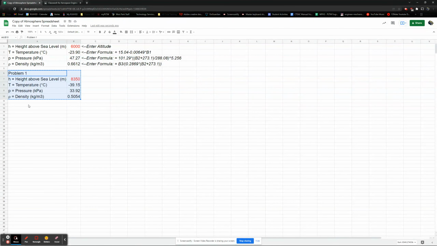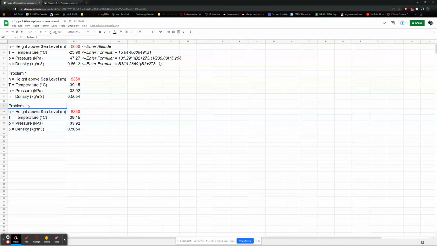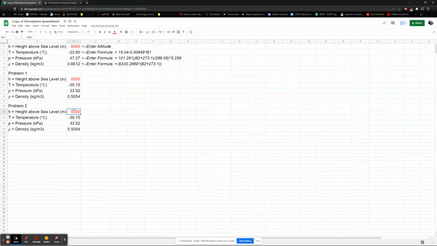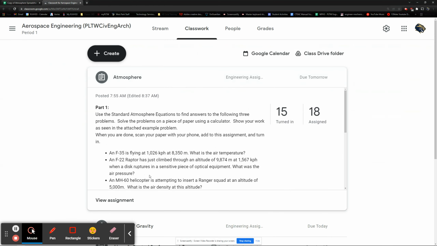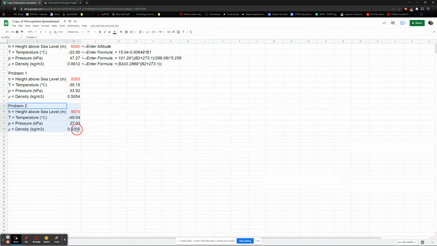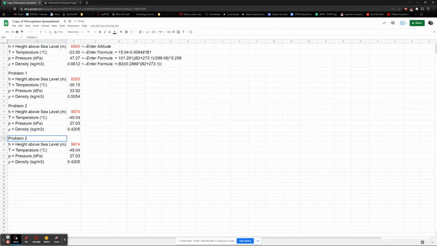I'm going to copy this stuff again, go down here to 12, paste it, double click here. This is problem 2. I'll put in the altitude for problem 2, which is 9874 meters. This one is asking for the pressure. You can see the pressure there. And then the last one, altitude is 5,000 meters. So Control C, go to 18, Control V for paste, change this to problem 3, and then 5,000.